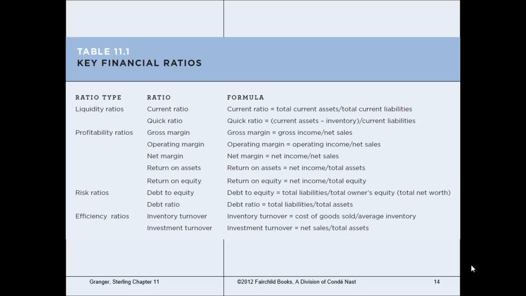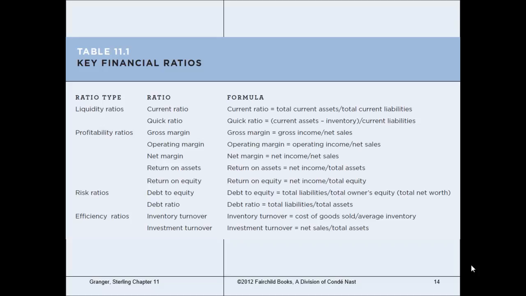And the second risk ratio is the debt ratio, and it measures the portion of the total assets that are financed through debt. And the higher the ratio, the more debt financing the business has incurred, so you want a small debt ratio. And it's measured by taking total liabilities and dividing it by total assets.